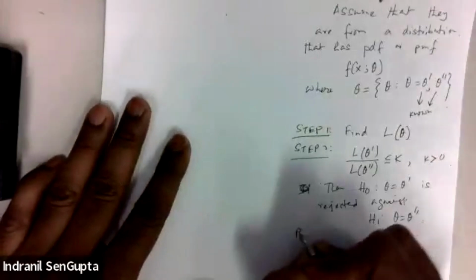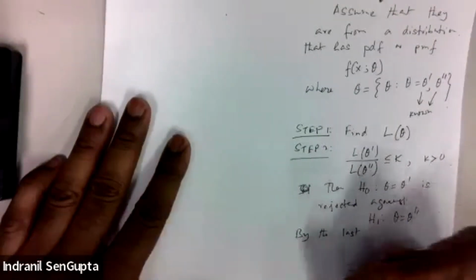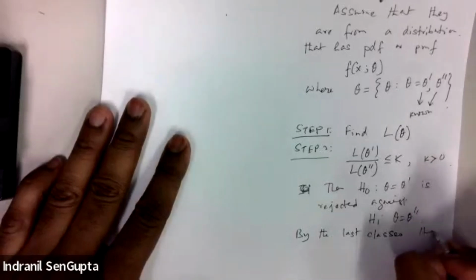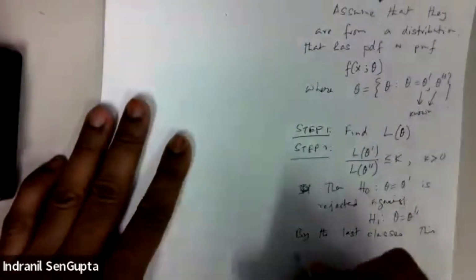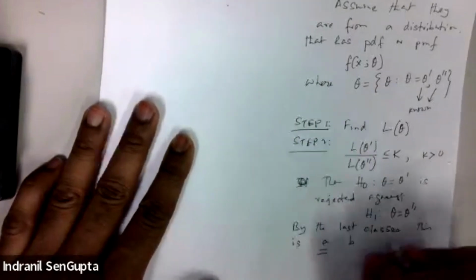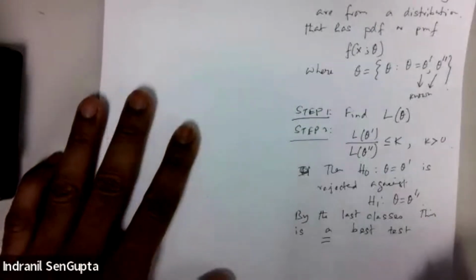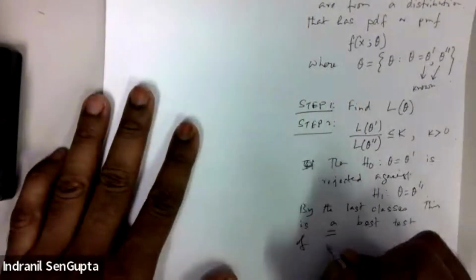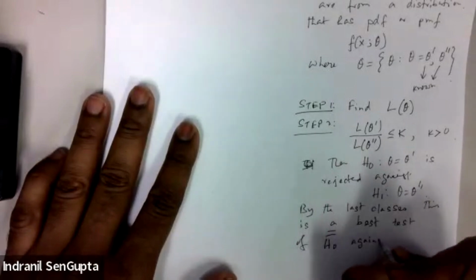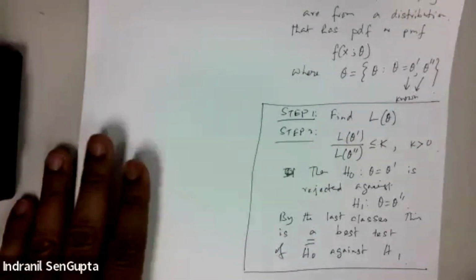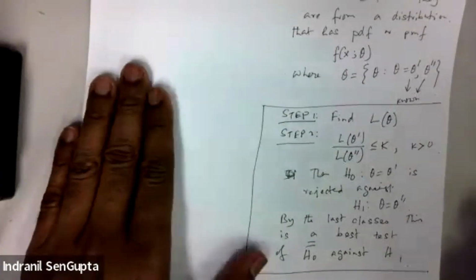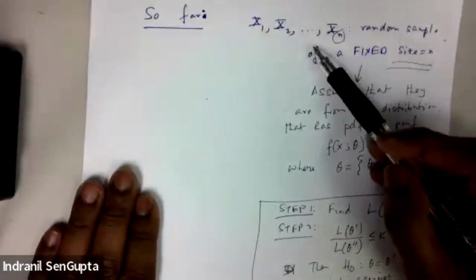So this is by the last classes. This is a best test of H0 testing against H1. Okay, so that is something we have been dealing with in the last few lectures, the best test and everything. Now the most crucial part is here we assume that this n is fixed.